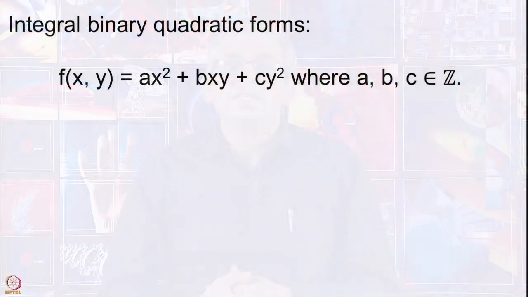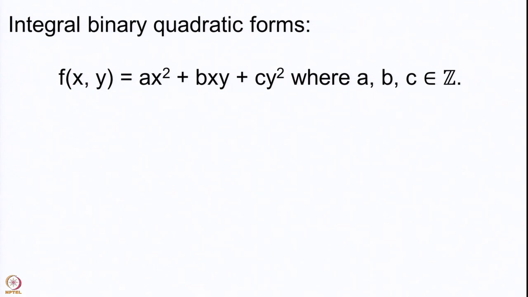But where do the coefficients a, b, c come from? So, you have a form a x square plus b xy plus c y square. Where do the a, b, c come from? They come from integers. Therefore, these are what are called integral binary quadratic forms. We saw this definition in our last lecture. So, here a, b, c are integers.